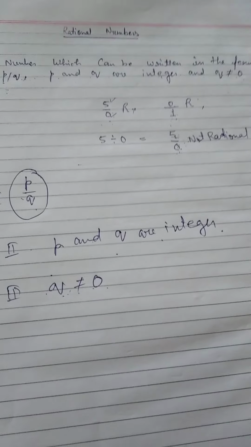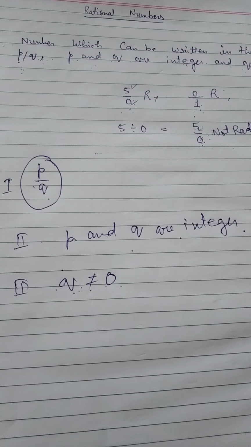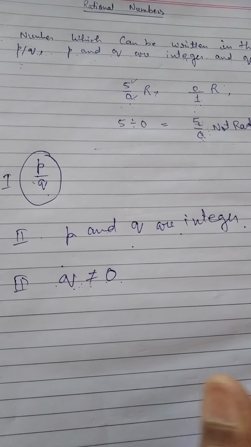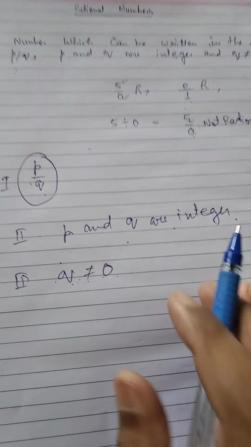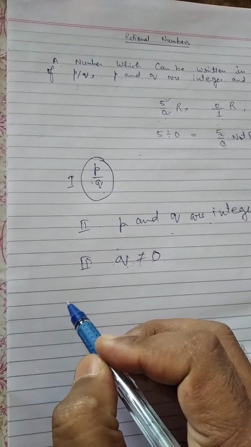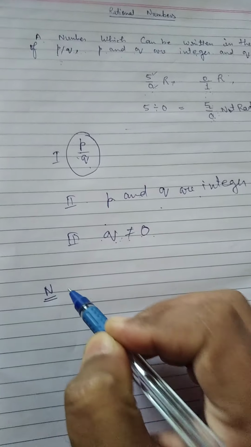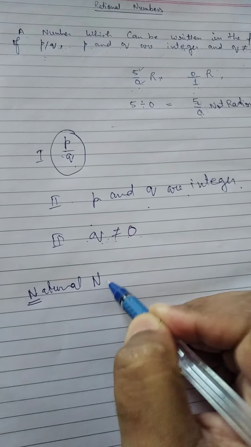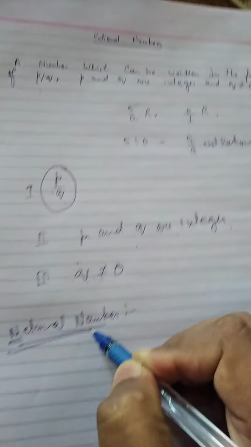Before discussing the properties of rational numbers, we are going to discuss some small, very basic things like natural number, whole number, and integer. I know you are aware of it, but sometimes you forget it because without revision it's very difficult to remember. So again we are revising from class 6. Firstly, natural number. The symbol is N. N means natural number. Very basic thing for the number system.